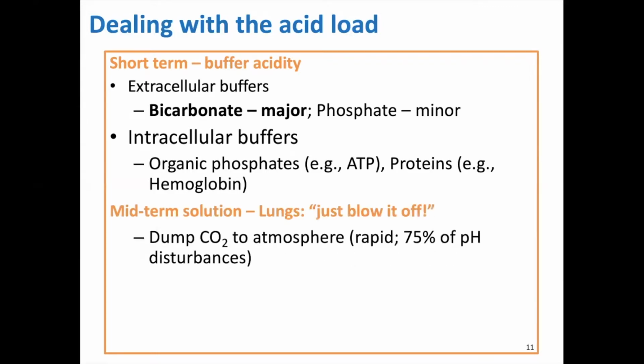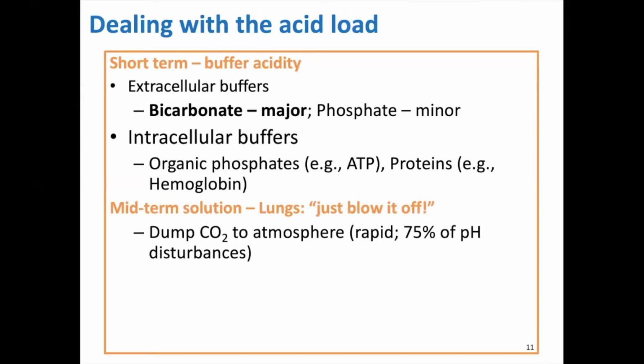Now, a midterm solution is conducted by our lungs, in which we're just trying to blow off some of that carbon dioxide. So we will dump that carbon dioxide into the atmosphere. It does happen pretty quickly, and this accounts for buffering about 75% of our pH disturbances. So it is very effective at buffering off that excess acidicness, converting it through that carbonic anhydrase equation to push it back towards carbon dioxide to blow it off through respiration.